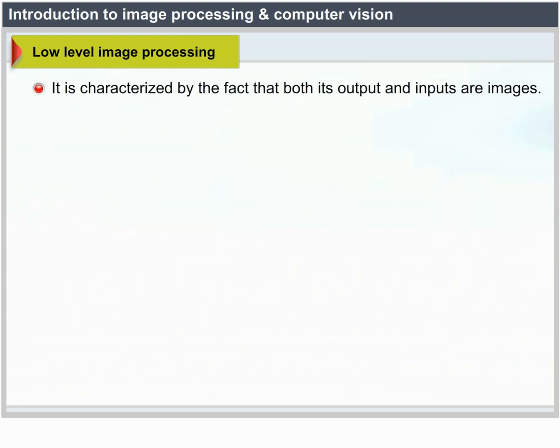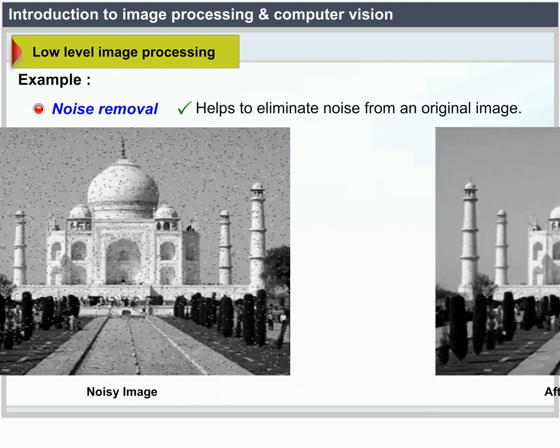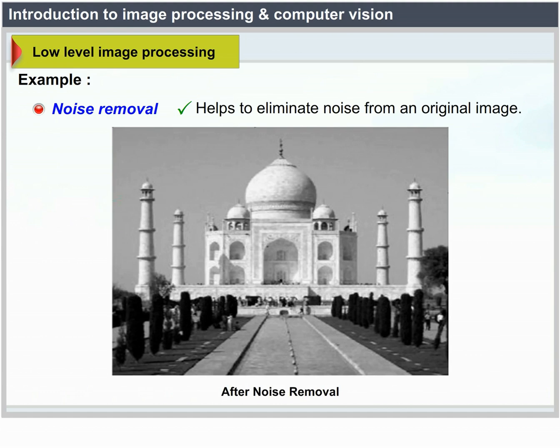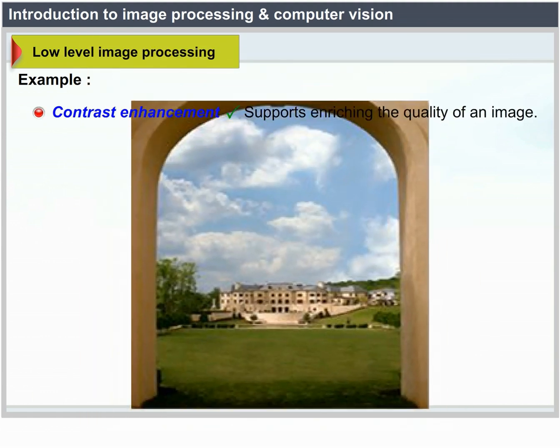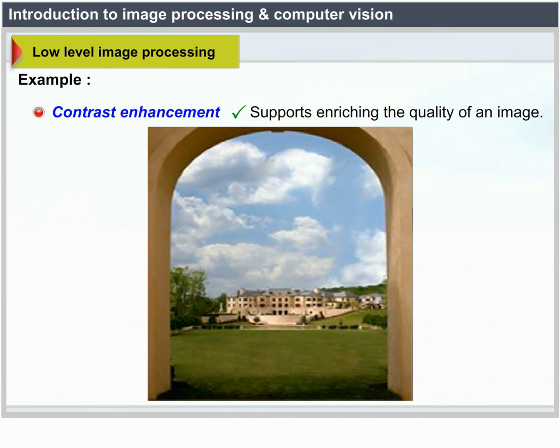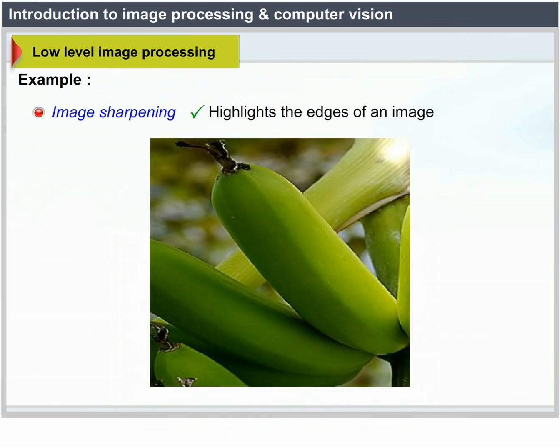Low-level image processing. It is characterized by the fact that both its inputs and outputs are images. Examples: noise removal, used to remove noise from an original image. Contrast enhancement, used to improve the quality of an image. Image sharpening, which highlights the edges of an image.